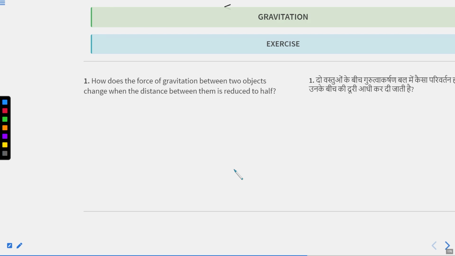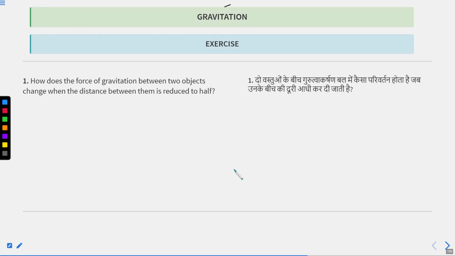Let's solve some exercise questions. How does the gravitational force between two objects change when the distance between them is reduced to half? Two objects of masses m1 and m2 are initially placed at a distance d, and then we reduce the distance by half. How does the gravitational force change? Can you calculate it?